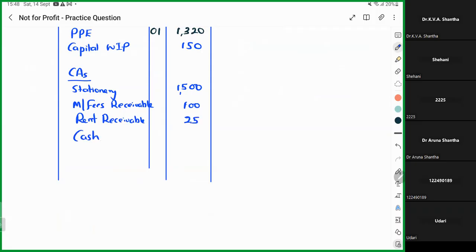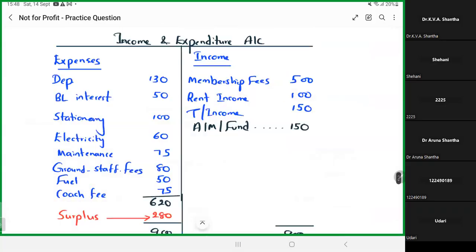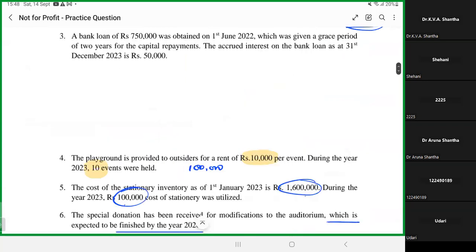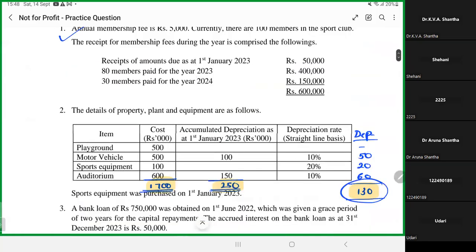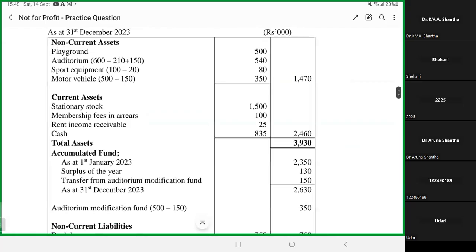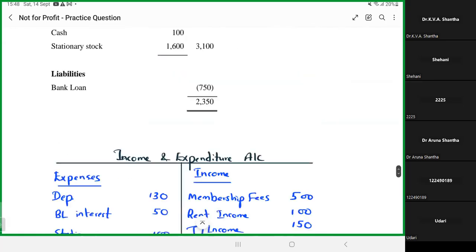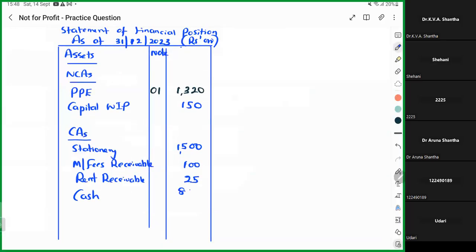Then we have cash. How much cash? You see the receipts and payments account. Cash balance 835. Now you can get the total assets.